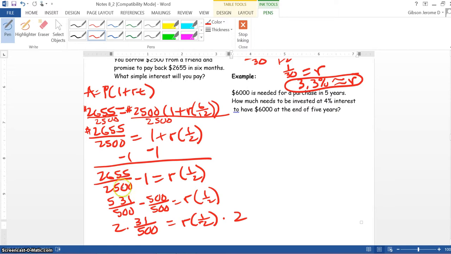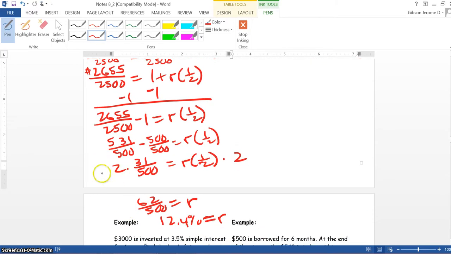Now, 2,655 over 2,500, you could divide both by 5. And this will give you 531 over 500 minus, we will change this 1 so it will have a fraction with the same denominator. So this 1 will become 500 over 500, and that equals R times 1/2. Now, 531 minus 500 is 31, so it'd be 31 over 500. And over here, we want to get rid of this 1/2 off of the R. So we multiply each side by the reciprocal, which is 2.